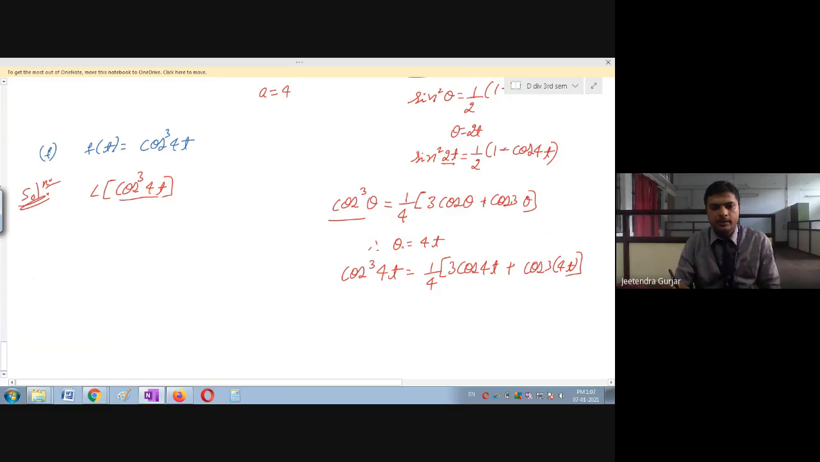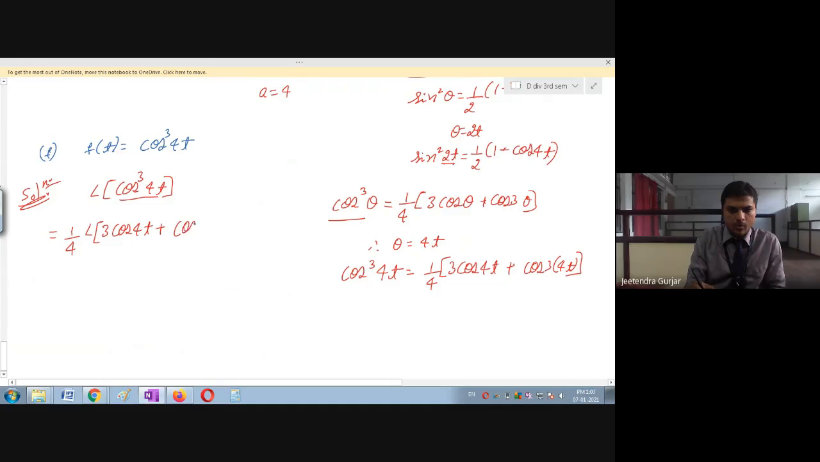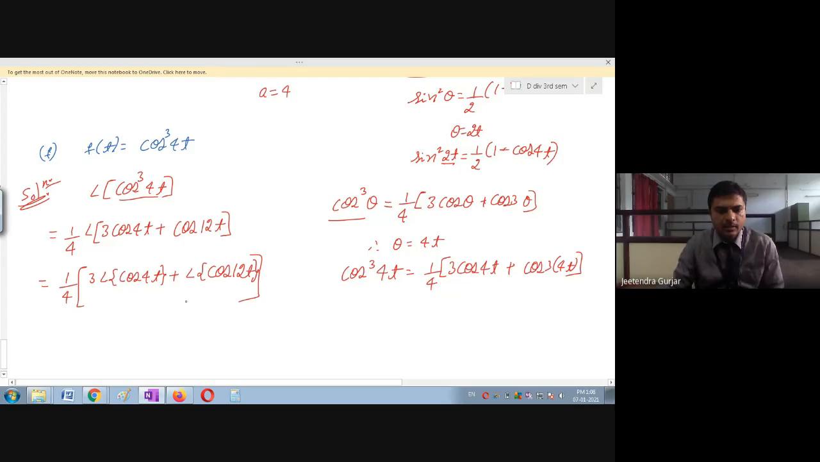Now what I have done, I have taken theta and I have substituted 4t. So therefore this is going to become 1 upon 4 Laplace transform of 3 cos 4t plus cos 3 into 4, it will become 12t. Further if you simplify, this is going to become 1 upon 4. In this bracket you can see 3 is common, so 3 is constant, so I can write 3 outside. Laplace transform of cos 4t plus Laplace transform of cos 12t, students.